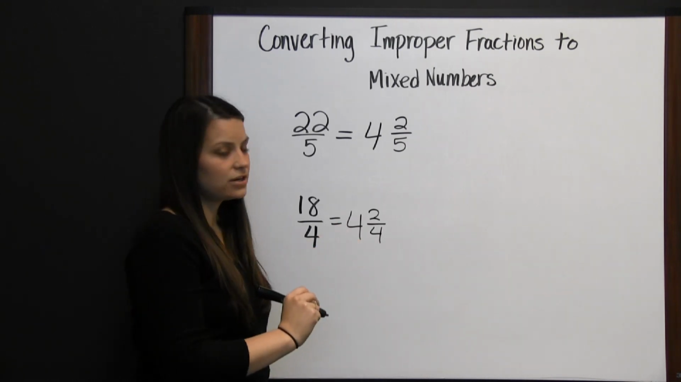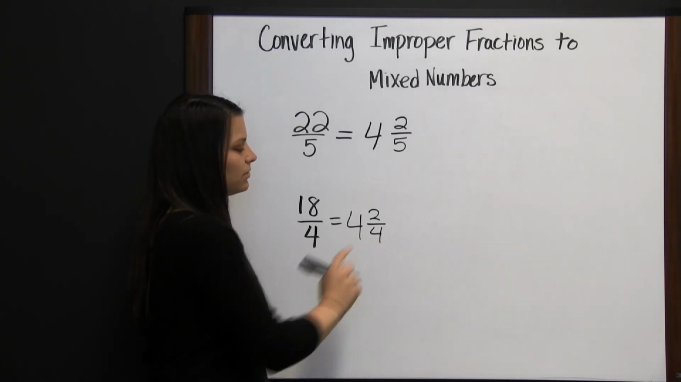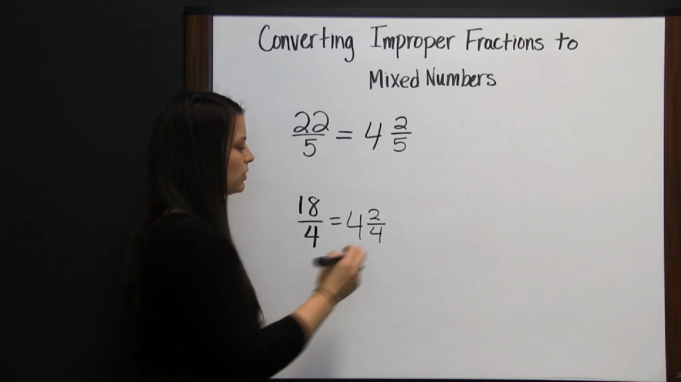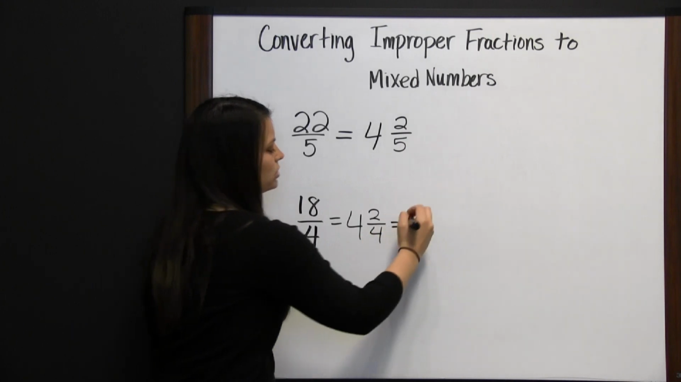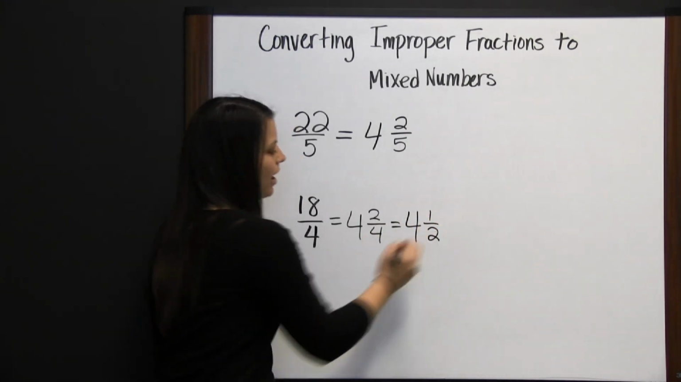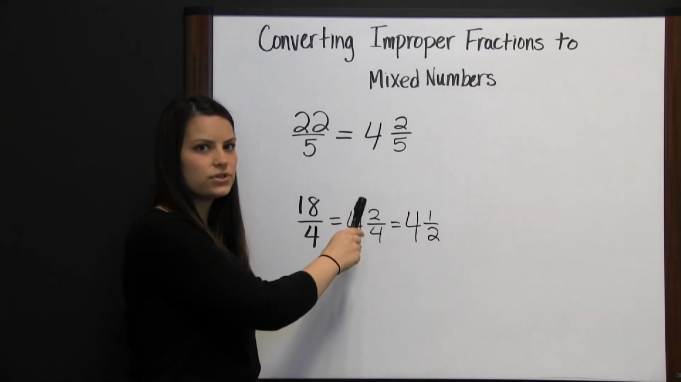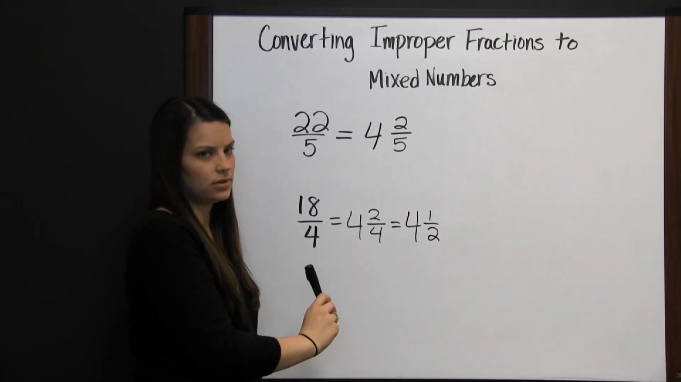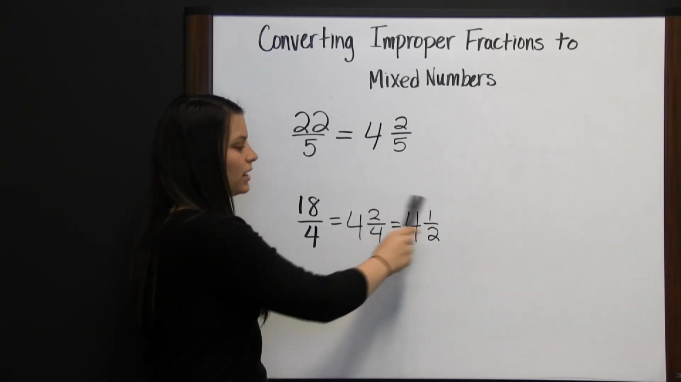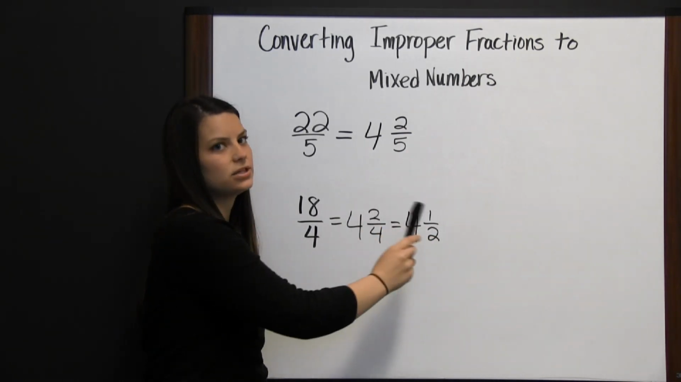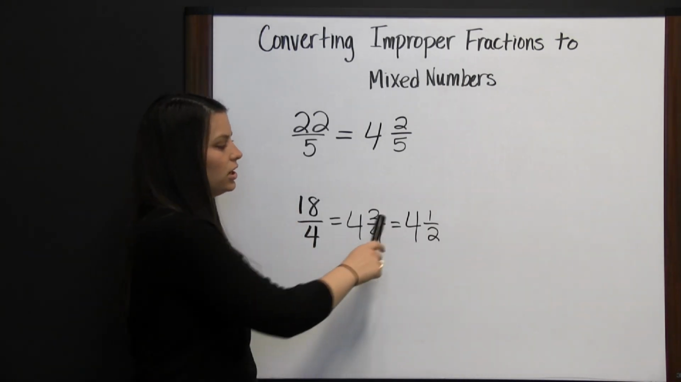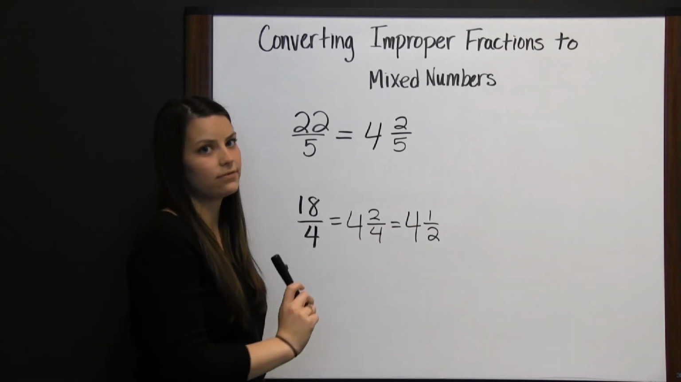This mixed number is special because we can simplify this fraction 2/4, and when you can simplify, you always want to do that. So 4 and 2/4 simplified would be 4 and 1/2. Since the GCF of 2 and 4 is 2, we divide both numerator and denominator by 2. 2 divided by 2 is 1, and 4 divided by 2 is 2. So 18/4 as a mixed number is 4 and 1/2.